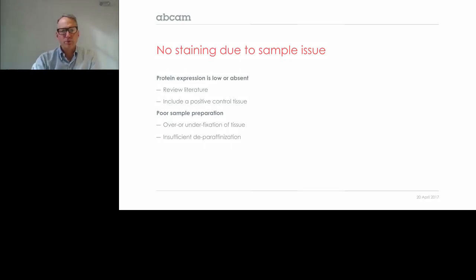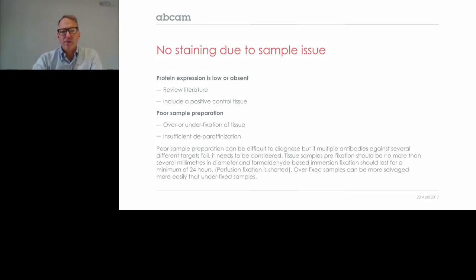Moving on to no staining due to sample issues, poor sample preparation can be a factor. Over or under fixation of the tissue or insufficient removal of paraffin could lead to a negative stain. It can be difficult to diagnose poor sample preparation, but if multiple antibodies against several different targets fail, it needs to be considered. Tissue samples pre-fixation should be no more than several millimeters in thickness. I think I wrote diameter here, but what we mean is thickness, so that the fixative can permeate the entire tissue.